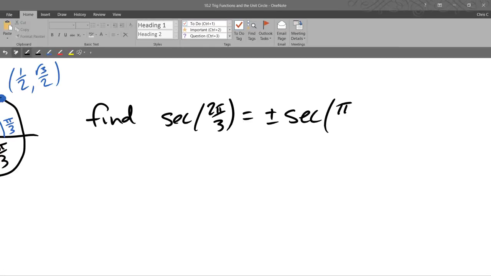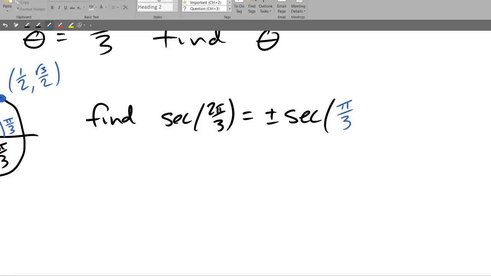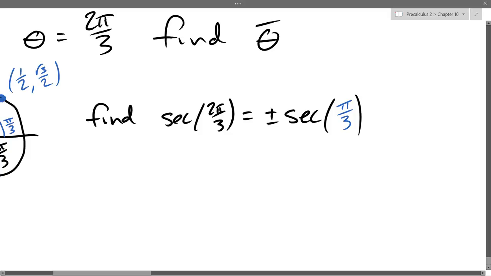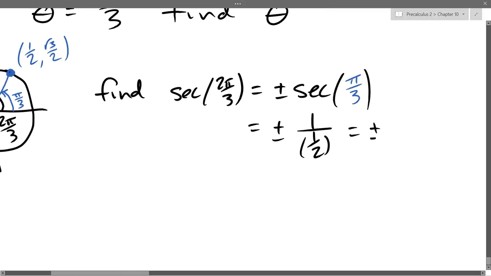We can get fancy and use our blue pen for our reference angle, secant pi over 3. All right, what is secant pi over 3? Secant is 1 over cosine, which is 1 over x. So we get 1 over our x value, which is 1/2. Make sure you know how your fraction is grouped. And that reduces to 1 times 2 over 1, which is plus or minus 2.